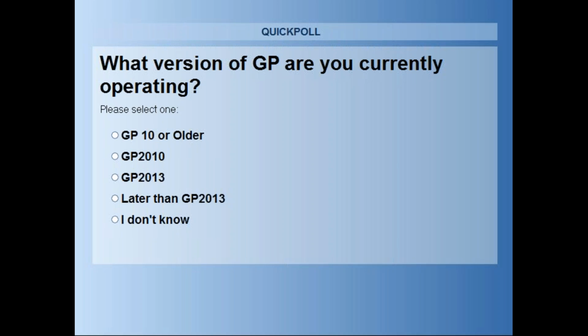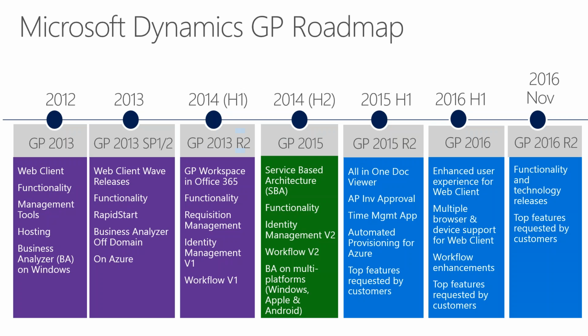So perfect. We get about 46% on later version than GP2013. We got 33% on GP2015, 8% on GP2010 or older, and 8% that do not know. Great. Thanks very much, Michael. It's good to know where everyone's starting from today.